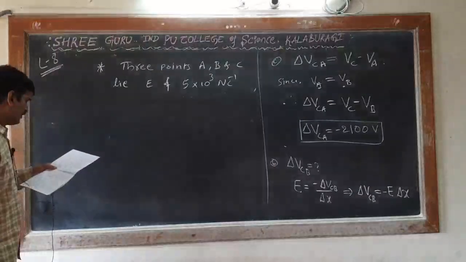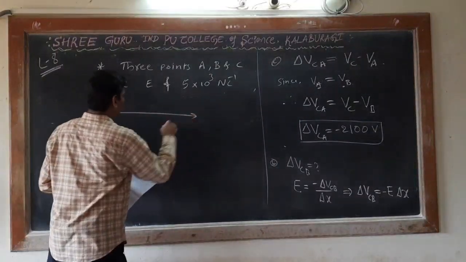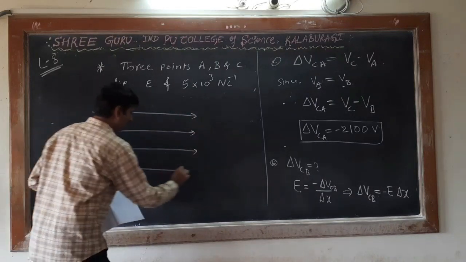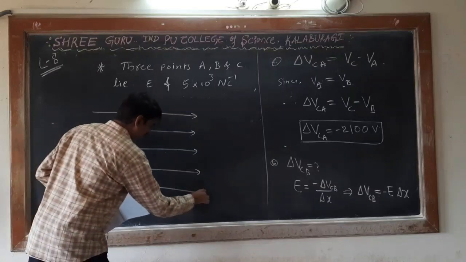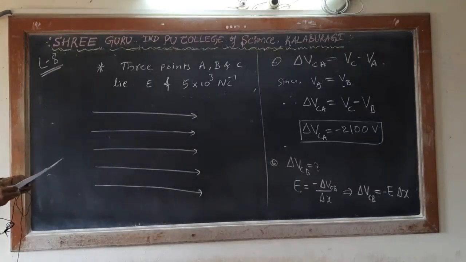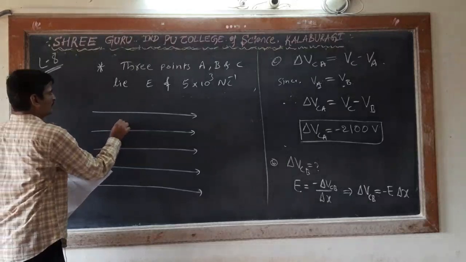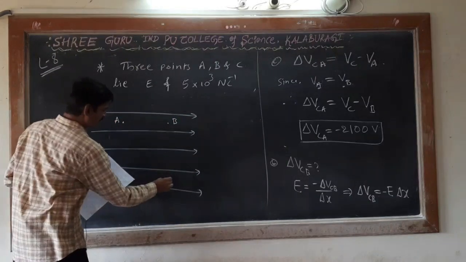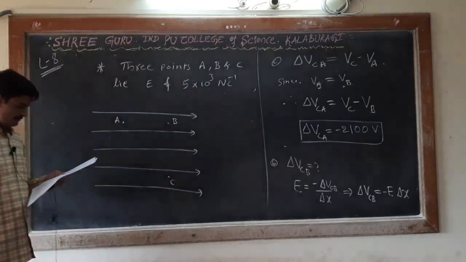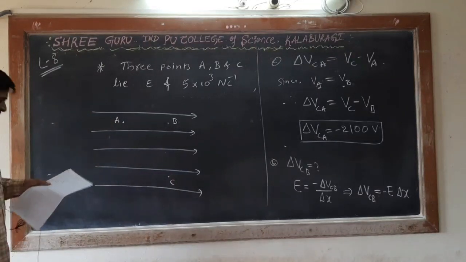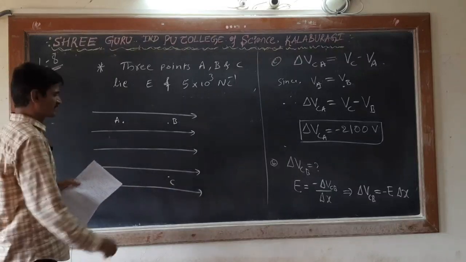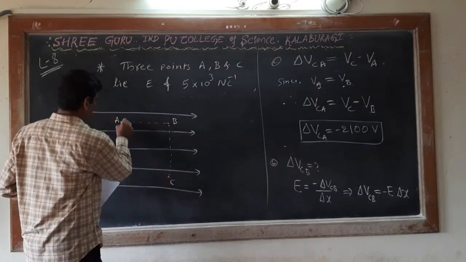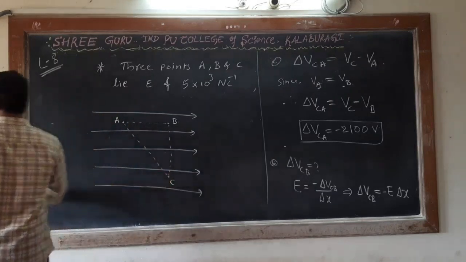Find the potential difference between A and C. This is the question. Find the potential difference between A and C. Draw this diagram.